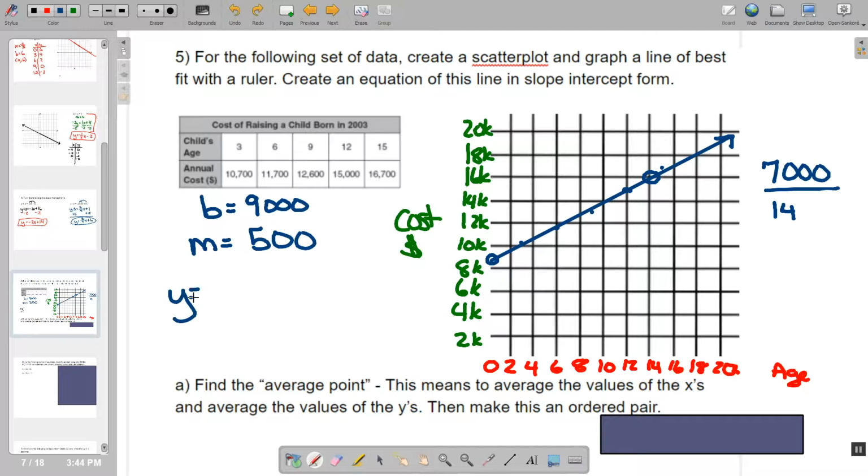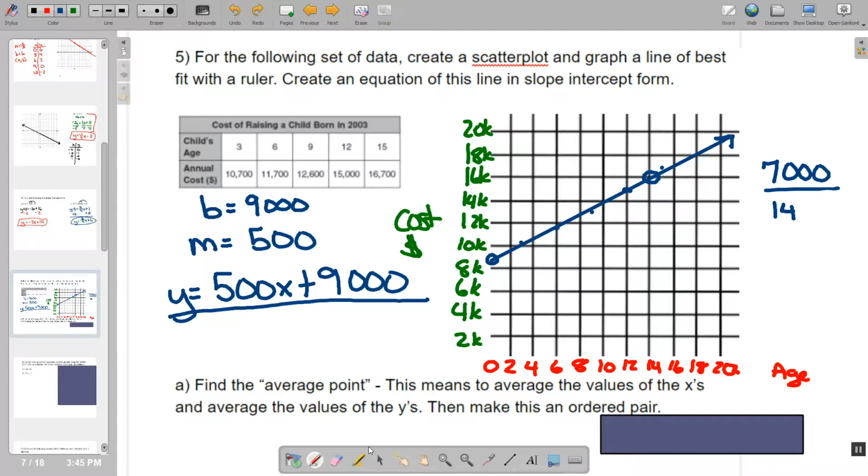So giving me my form is 500x plus 9,000. And of course, at this point, if I plugged in each of these numbers, like this one, I would get 10,500. That's actually pretty close. And this one would be 12,000. You're just trying to get really close to the actual data and making sure that what you've created would make at least some mathematical sense.